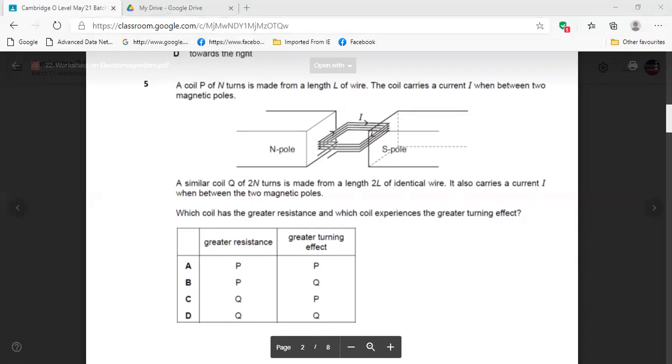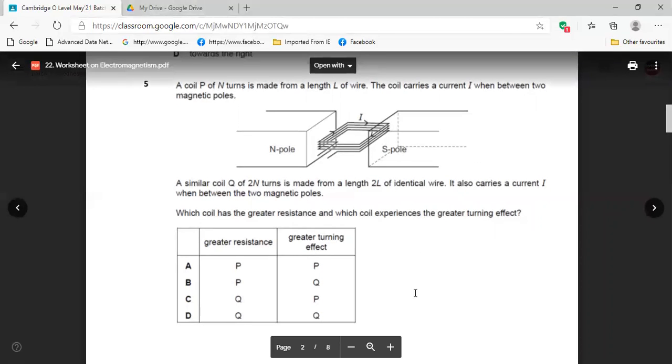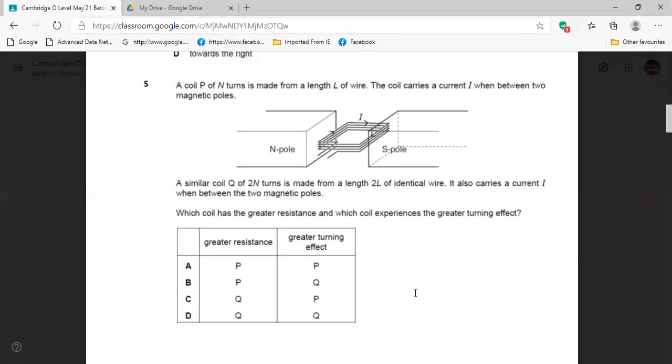So the Q should have the greater resistance, right? The Q would have greater resistance, coil Q. Then it is D. C or D, I'm not sure.